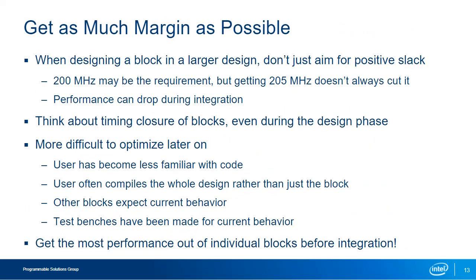When closing timing, it is recommended to try to get as much margin as you possibly can. Don't just try to get positive slack, try to get as much positive slack as possible. If 200 MHz is your timing requirement, for example, 205 MHz meets your requirement, but it may not be enough margin when changes are made to the design later, or if the design may be integrated with other design blocks.